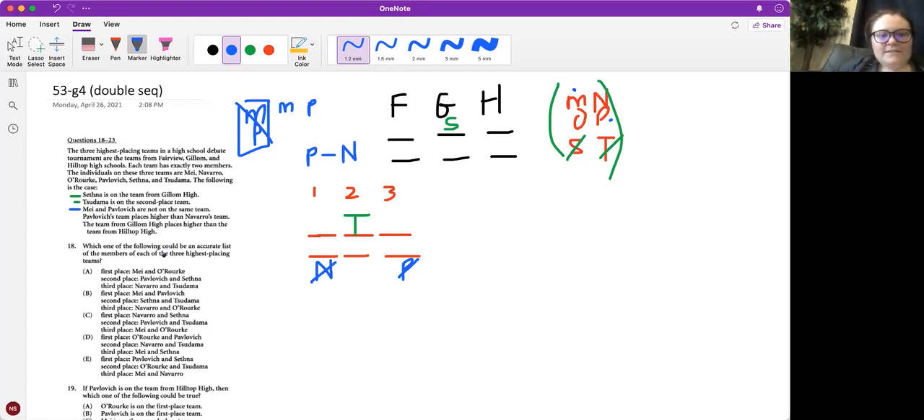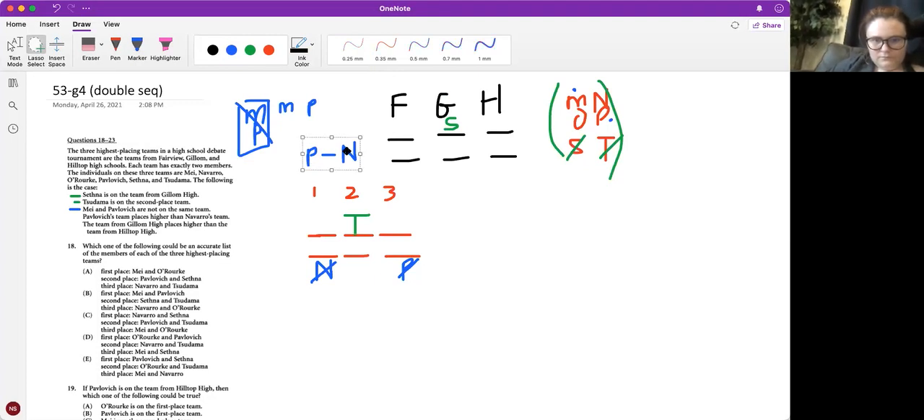All right. And then the team from G places higher than the team from H. So we know that G has to go before H. So where potentially could G be? Of the 3 places, first or second. Yes.